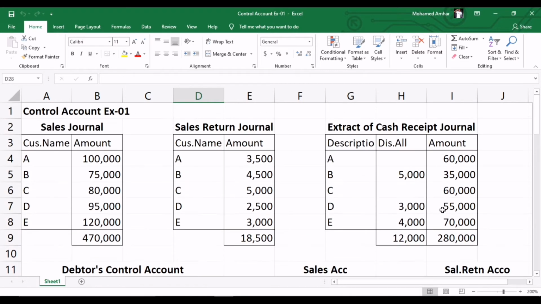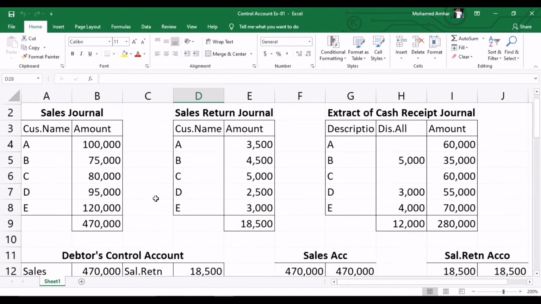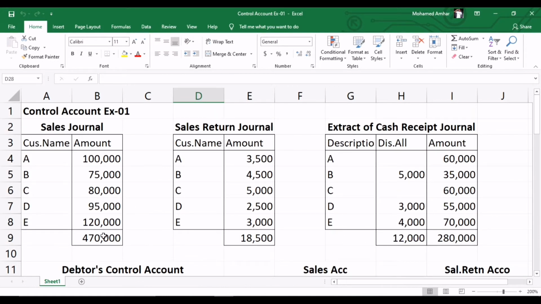Right. So now we have recorded the credit sale in the sales journal. Sales return is recorded in the sales return journal. Cash receipt has been recorded in the cash receipt journal. Now these journal totals should be transferred to ledgers.